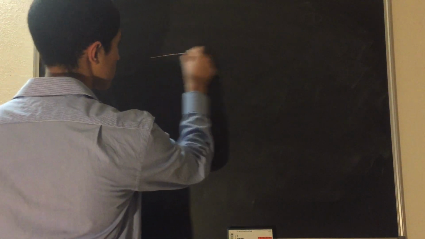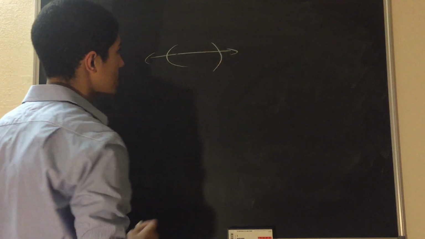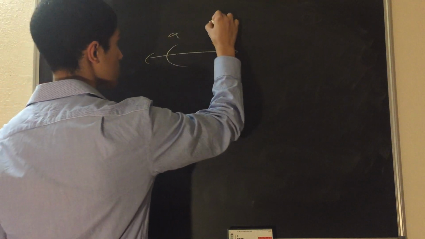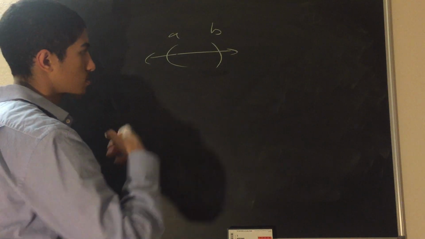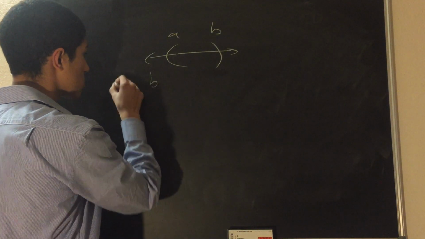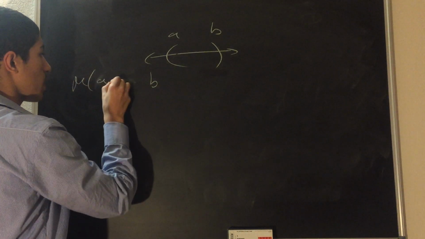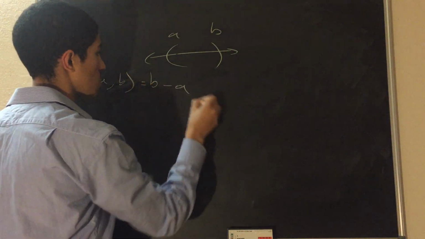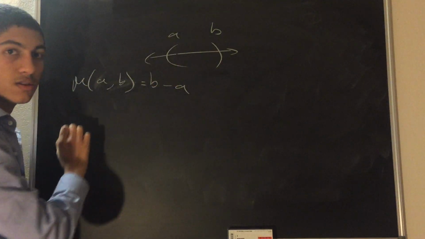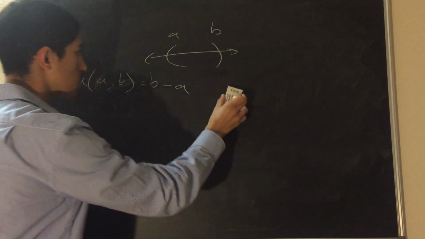But before we get into that, we'll need to clarify exactly what a measure is. So let's say that we have an interval, open or closed, in this case open, with endpoints a and b. If we want to talk about the measure of this interval (a, b), then its measure mu of (a, b) is equal to b minus a. And mu is simply the function which extracts a measure from a certain interval. So the length of this interval is simply b minus a. That's very intuitive and understandable.